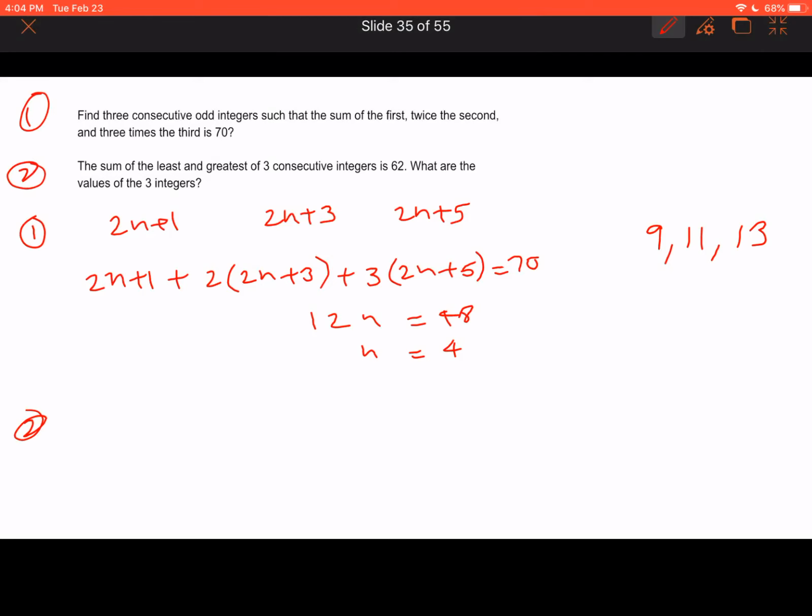the sum of the least and greatest of the three consecutive integers. It's just consecutive integers, so n, n plus 1, n plus 2. Okay, least and the greatest. So least is n, the greatest is n plus 2. The sum of this is going to be 62. So it is so simple, right? So n is equal to 30. So the first number is going to be 30, second is 31, third is 32.